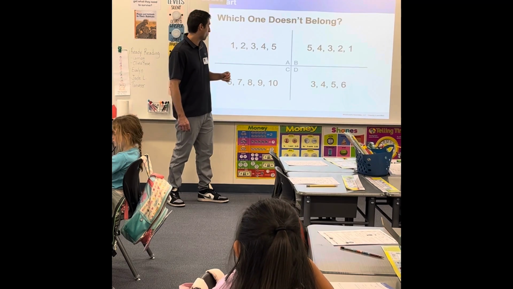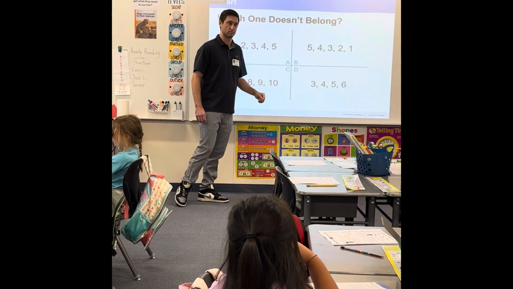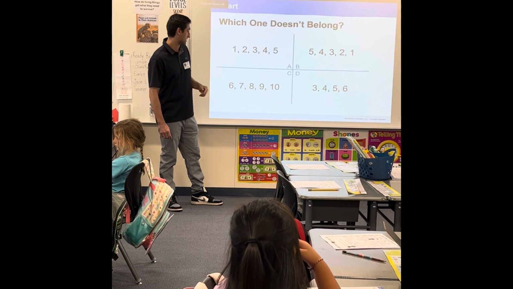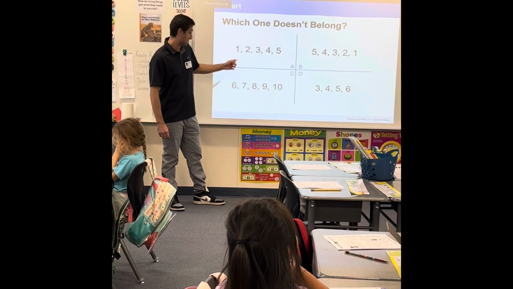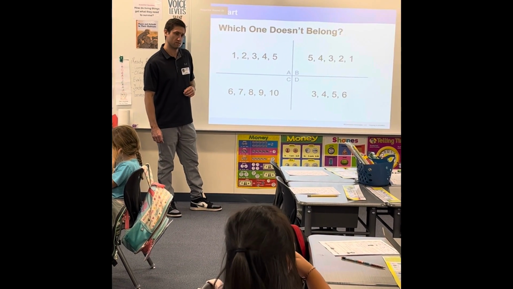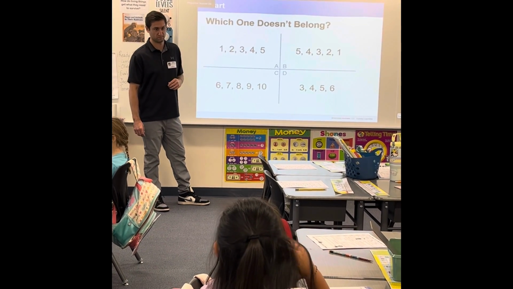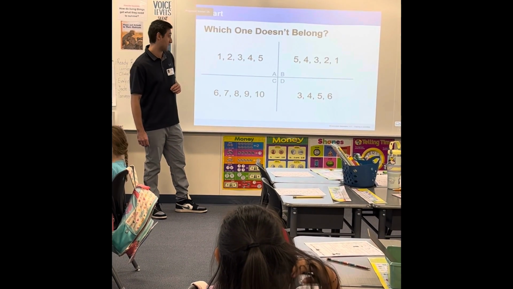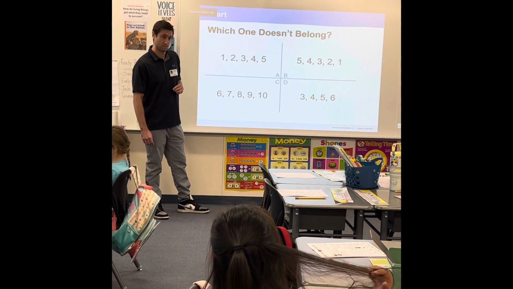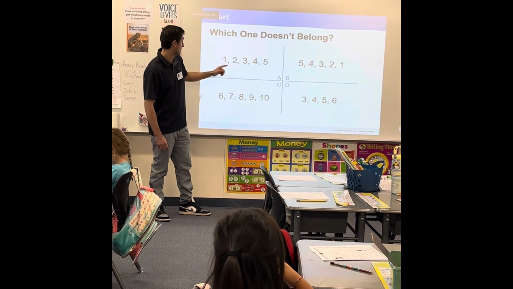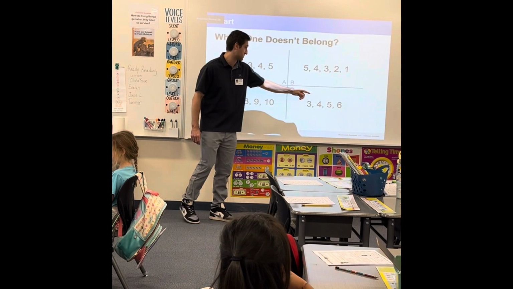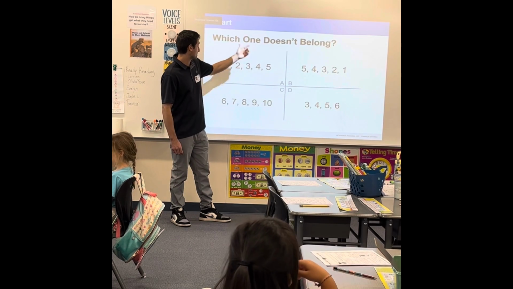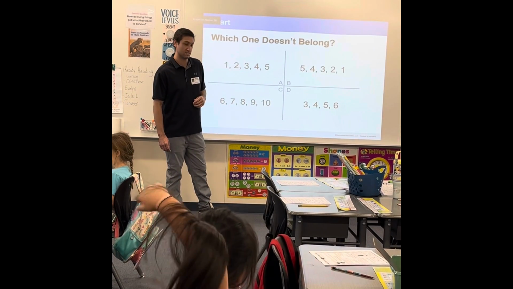Yeah. What other one is counting up by 1? Like 3, 4, 5, 6, 8, 9, 10. Anything counting up? A? What else? What other group of letters? C and D. B is the only one counting down. Yeah. This is 6, 7, 8, 9, 10. 1, 2, 3, 4, 5. 3, 4, 5, 6. 5, 4, 3, 2, 1. Essentially, that's the one that doesn't belong. That one is the only one counting down.